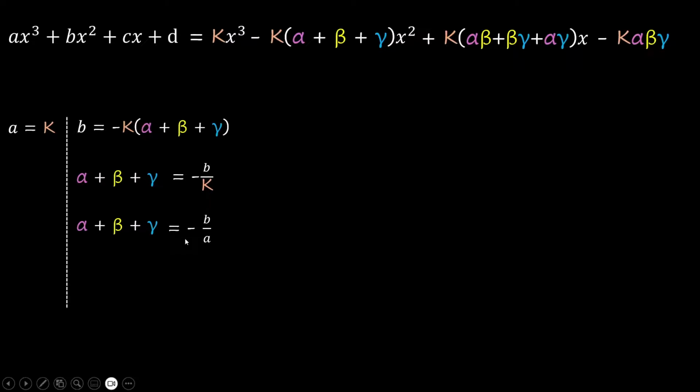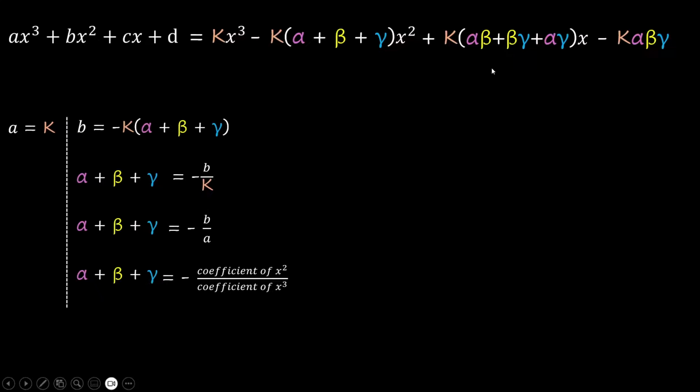That means the sum of roots of a cubic polynomial is equal to, b is what? b is the coefficient of x square and a is the coefficient of x cube. So sum of roots is equal to minus coefficient of x square upon coefficient of x cube. And that is a good relation.